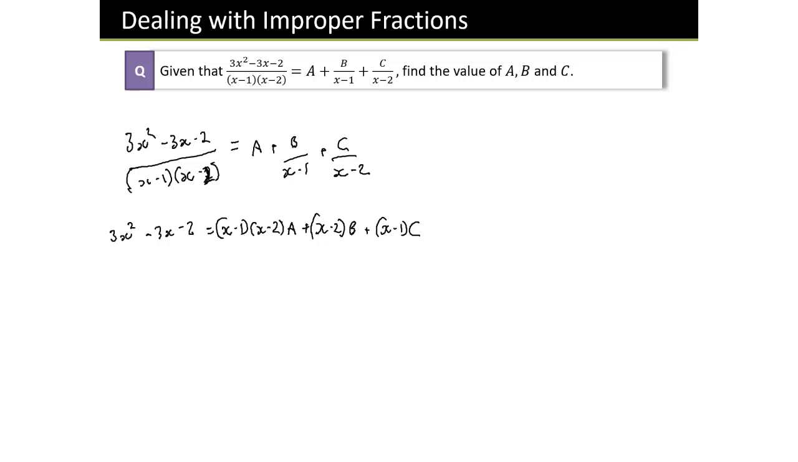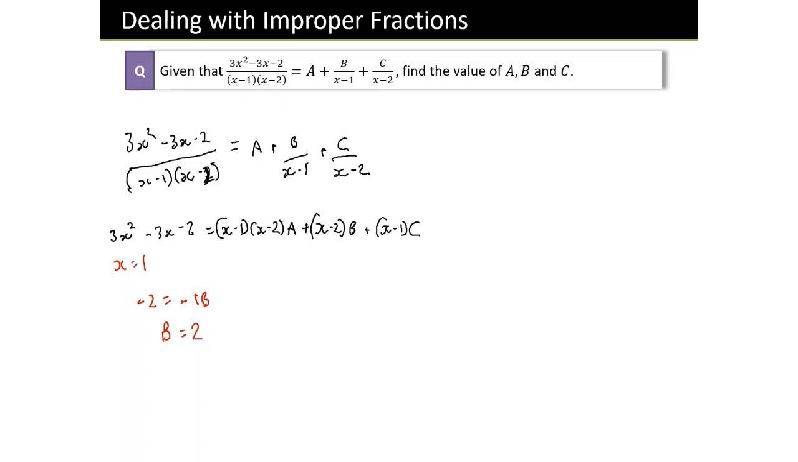So now, to work out a, b and c, we can just do some substitutions. So I'm going to start off by substituting in, let's say x equals 1. So when I substitute in x equals 1, I get 3 minus 3 minus 2. I get minus 2 on the left-hand side. Then on the right-hand side, when x equals 1, well, this becomes 0, so I get 0 lots of a. This becomes 1 minus 2, which is minus 1b. And then this here, 1 minus 1 is 0, so 0c. So after that, if minus 2 equals minus b, it therefore follows that b equals 2.